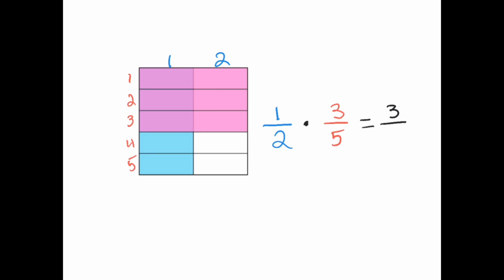So this is a 5 by 2, which is 10. The multiplication sentence that matches this model is 1/2 times 3/5 equals 3/10. And 3/10 cannot be simplified. Then you can also do 1 times 3, that is 3. 2 times 5 is 10.